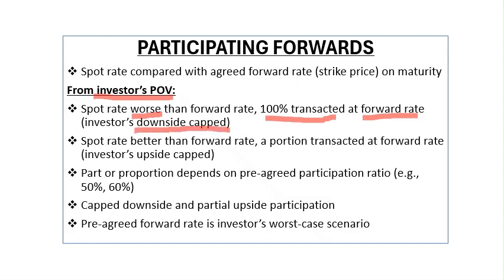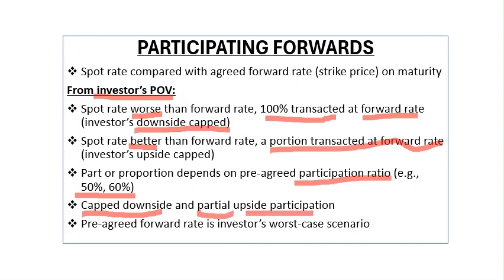If the spot rate on maturity is better than the pre-agreed rate from the investor's point of view, only a part of the total amount must be transacted at the pre-existing forward rate, and the balance can be transacted at the spot rate. This part or proportion depends on the participation ratio which is agreed at the outset. For example, the participation ratio could be 50%, 60%, and so on. Therefore, the investor has a capped downside with partial participation in the upside.